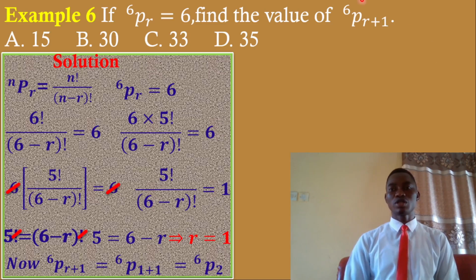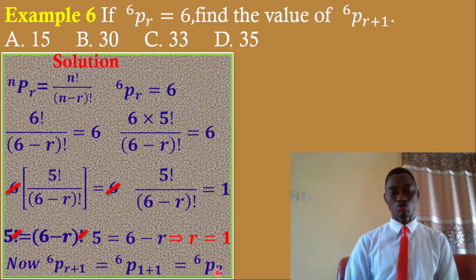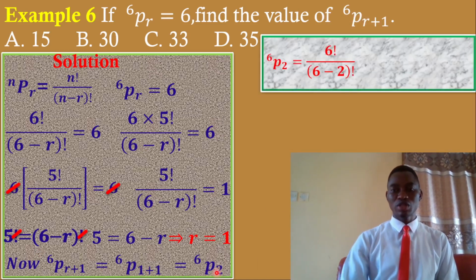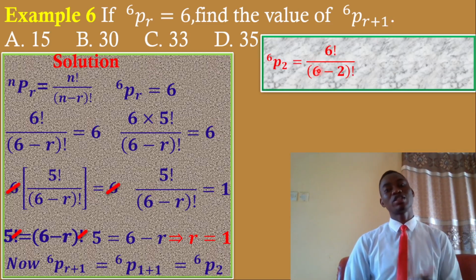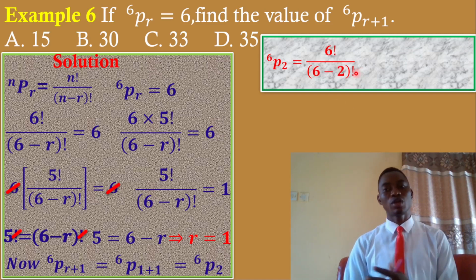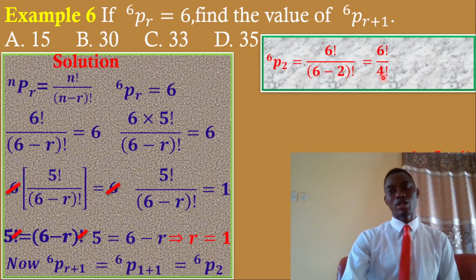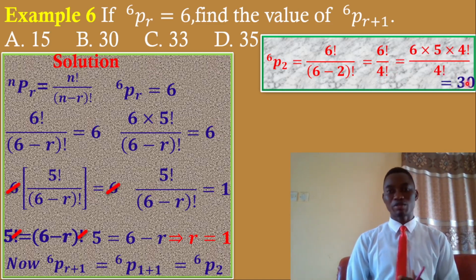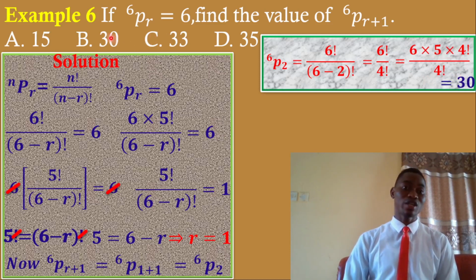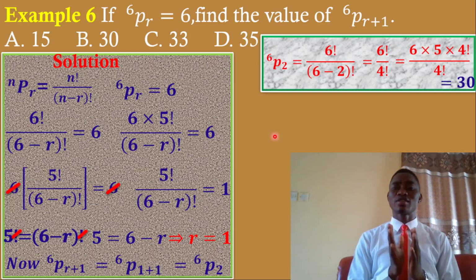So what this means is that we are solving for 6P2. 6P2 is 6 factorial all over (6 minus 2) factorial, and this gives us 6 factorial over 4 factorial. Then we simplify further and our answer is 30 permutations. So the correct answer here is 30. All right, let's look at the last example for today.